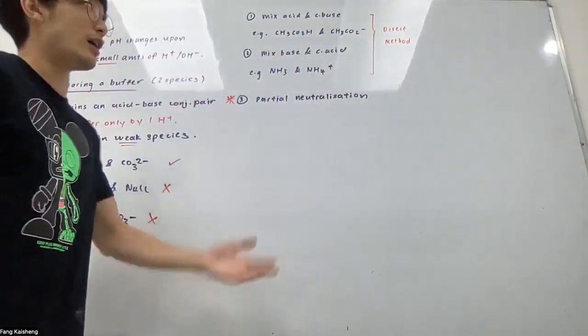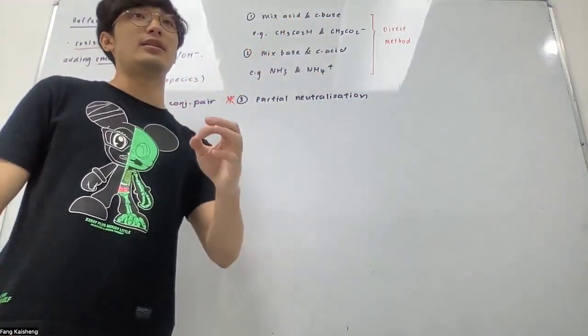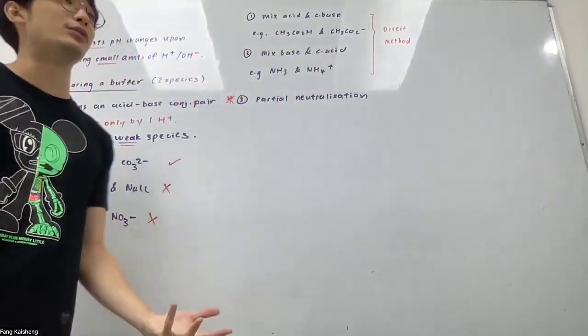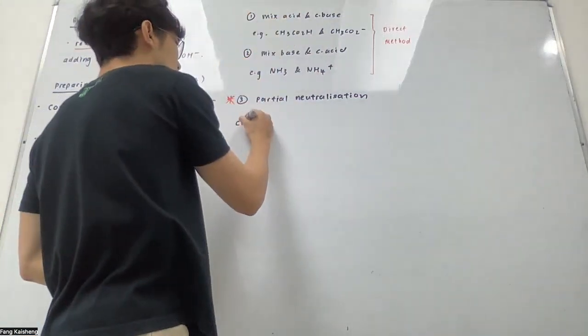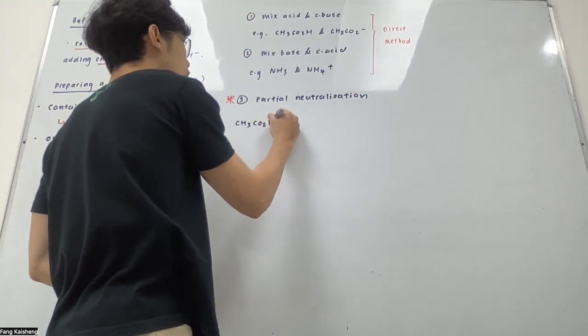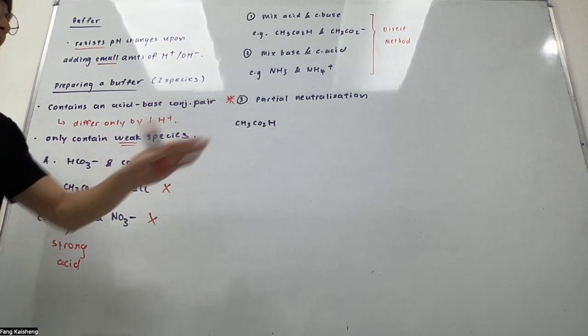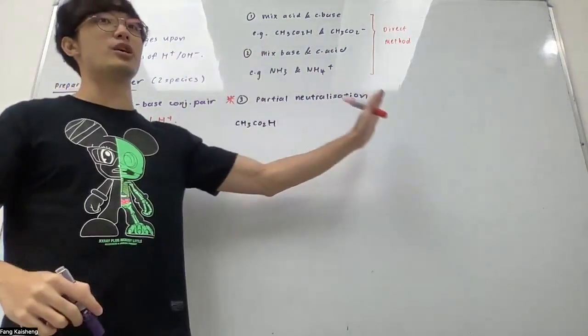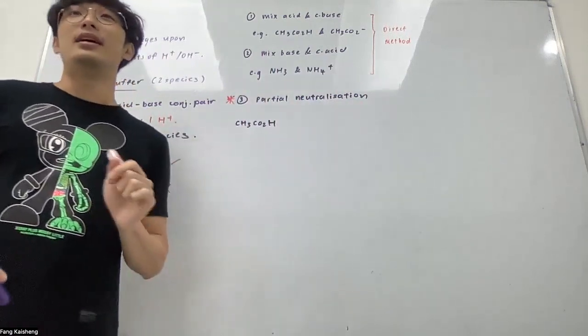But sometimes, in real life, I only have one of the two species. So now I need to generate the other guy at the same time, simultaneously. What should I do? CH3CO2H, I only have this guy, right? Can someone tell me how do I generate the other guy? What do I add? This is an acid. How do I form its conjugate base? Acid must react with a base.